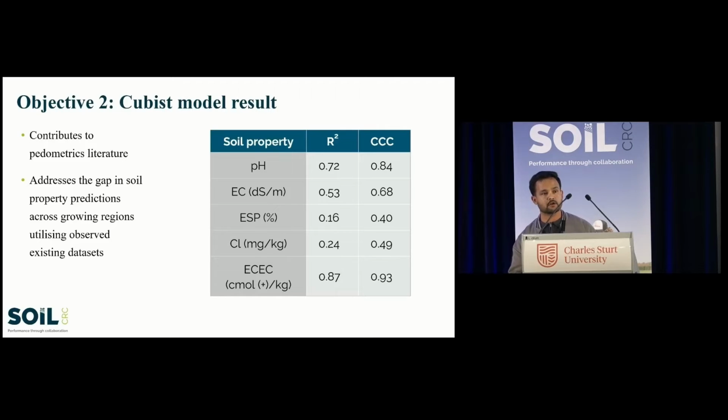The second work is I moved on to machine learning, where I gathered the easily available observed data sets across the national database, and then I applied a machine learning algorithm to build a model of 5 different soil properties, which is shown in the table. Those are pH, electrical conductivity, sodicity, chloride, and effective cation exchange capacity. Out of these 5 soil properties, the result shows that the model can predict pH, EC, and cation exchange capacity with accuracy, but it has slightly low prediction accuracy with the sodicity and the chloride. We believe that the ESP and chloride cannot be easily predicted by only the observed data.